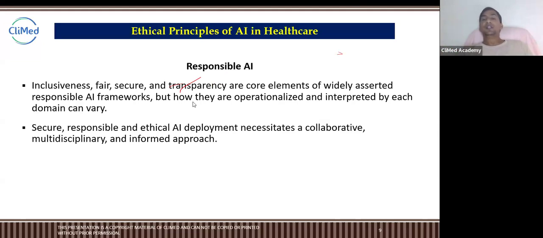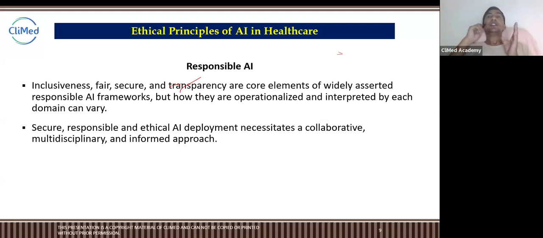Okay. Responsible AI. So what is responsible AI? Responsible AI means inclusiveness, fairness, security, transparency. These four are the core elements of the widely asserted responsible AI framework: inclusiveness, fairness, security, and transparency. Transparency of outcomes. Inclusiveness of all the resources.